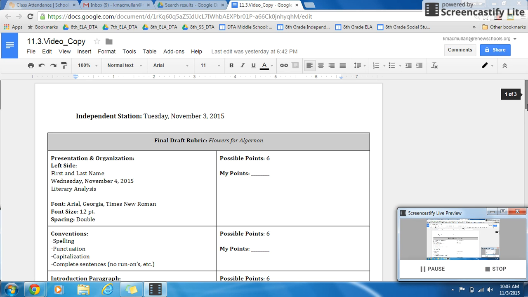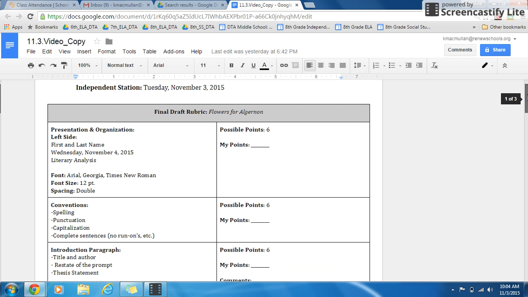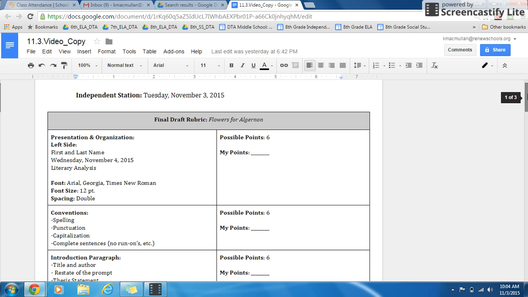Hey, 8th grade. So today for your independent station, I'm just going to run you through this final draft rubric. This rubric is what you're going to see when your final draft of your paper for Flowers for Algernon is graded. So this is how we are going to break down the grades, and we wanted you to have a copy of this so that before you turned in your final draft, you could go through and make sure that you had all of these things.